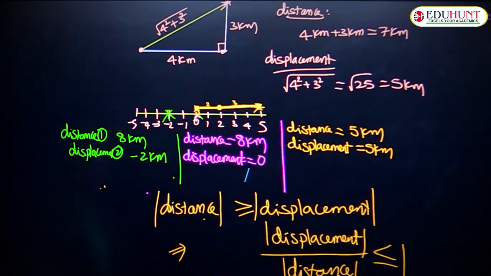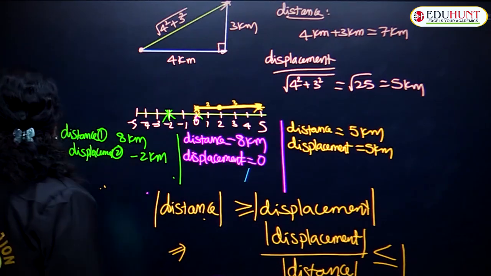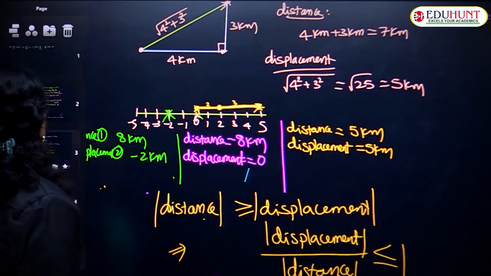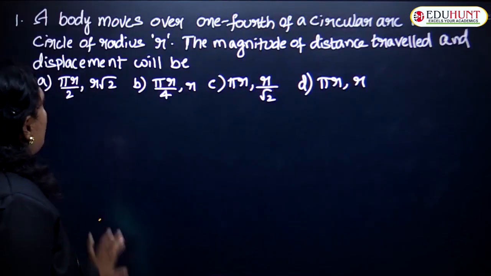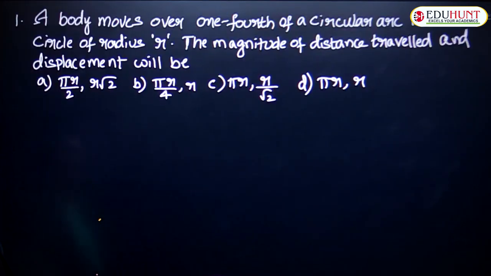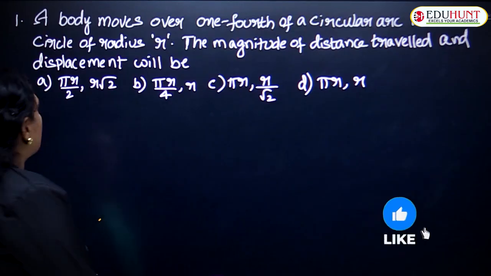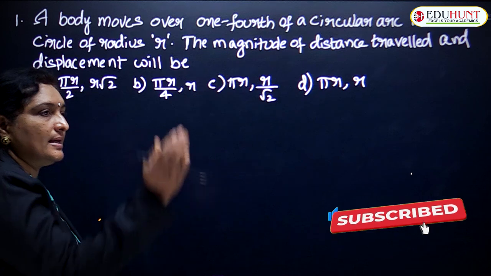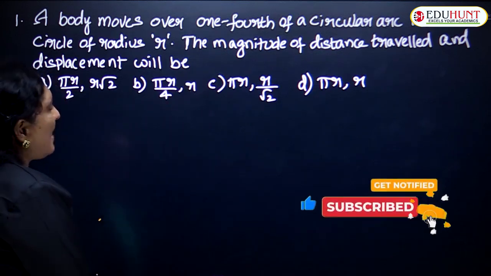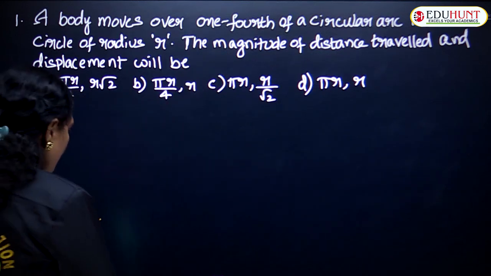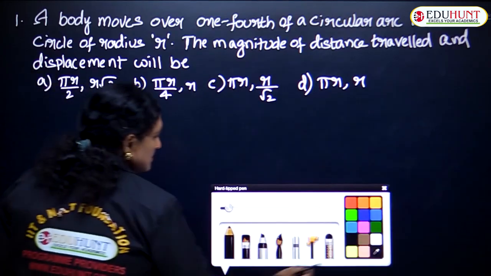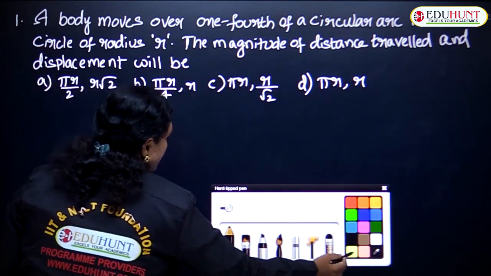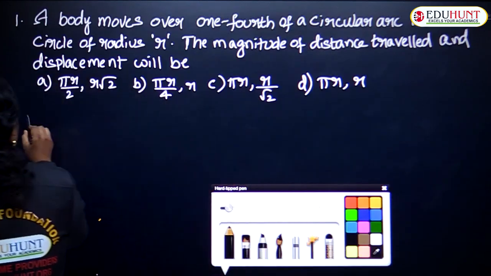Then we shall move to some example problems and then we shall move to the next part. So, first question: a body moves over 1/4 of a circular arc in a circle of radius r. So a circle is there, and in that circle the body is moving in a circular arc. The magnitude of the distance travelled and displacement will be. Here you are asked to find the distance as well as displacement covered by the body. So, solution.